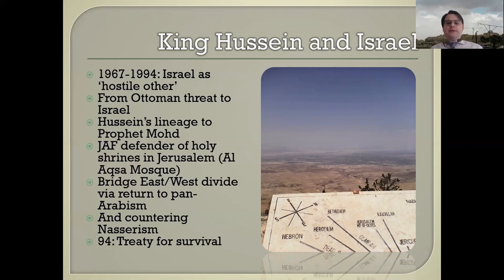The 1994 peace treaty with Israel is seen by many as having been done for survival, because Jordan is a country that has no resources. It relies on aid, especially from the United States. And so the idea was that Israel, as one of the largest allies of the US within the Middle East, was likely to be able to lobby for aid on Jordan's behalf.